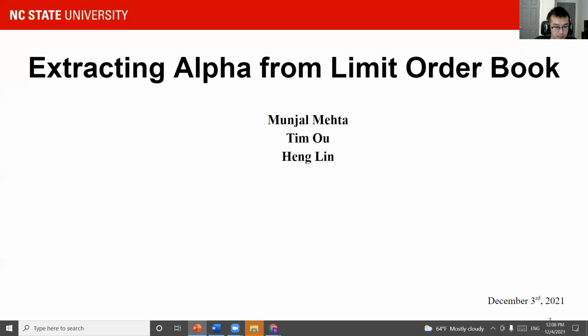Hi everyone. This semester we are working on a project to predict stock returns and achieve excess returns, aka alpha, using neural networks to analyze limit order book data.